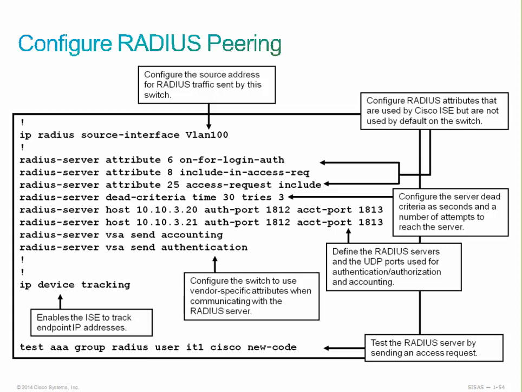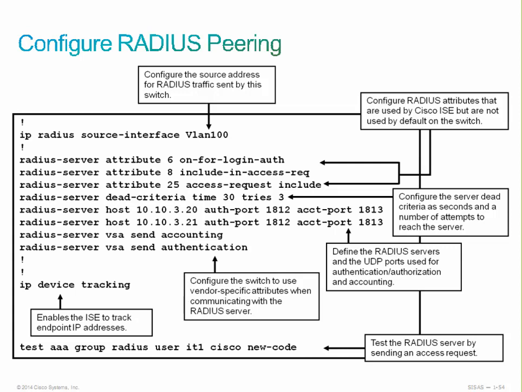Radius server VSA send accounting configures the switch to include vendor-specific attributes in the accounting updates. And then Radius server VSA send authentication configures the switch to include vendor-specific attributes in the authentication process. And then we also have IP device tracking, which allows essentially ISE to track endpoint IP addresses. This is a global command, but it would apply to any .1x enabled port on that particular switch.